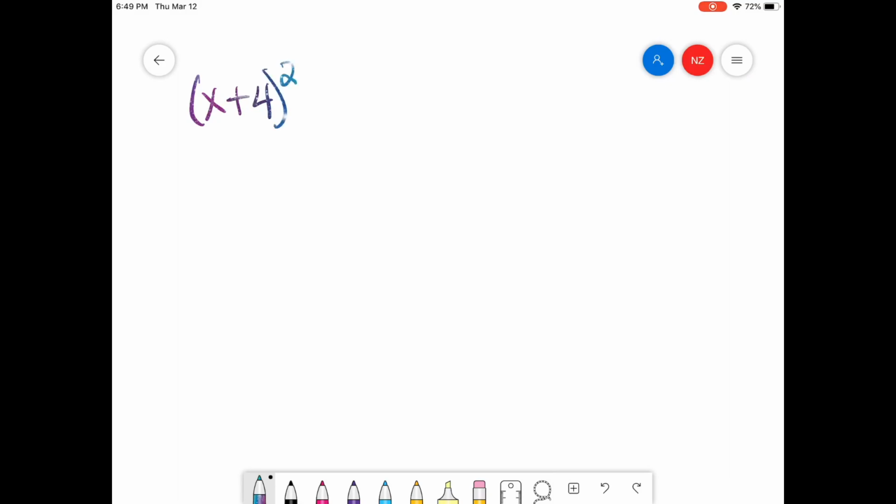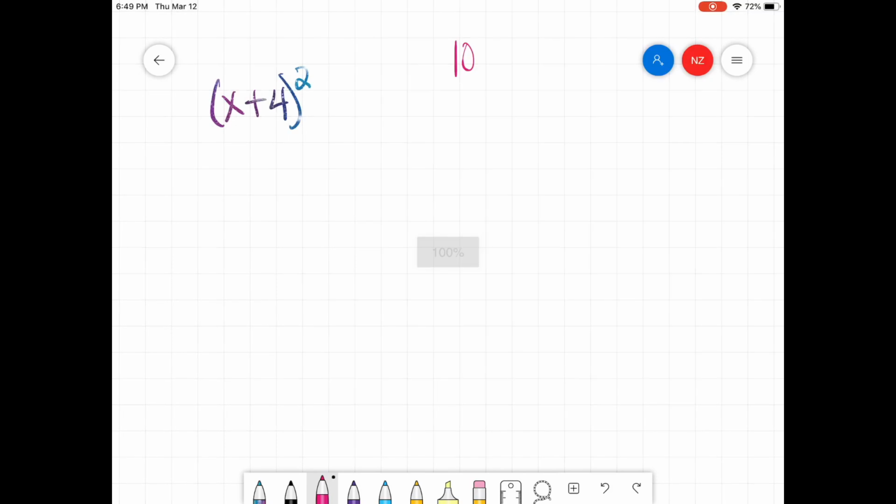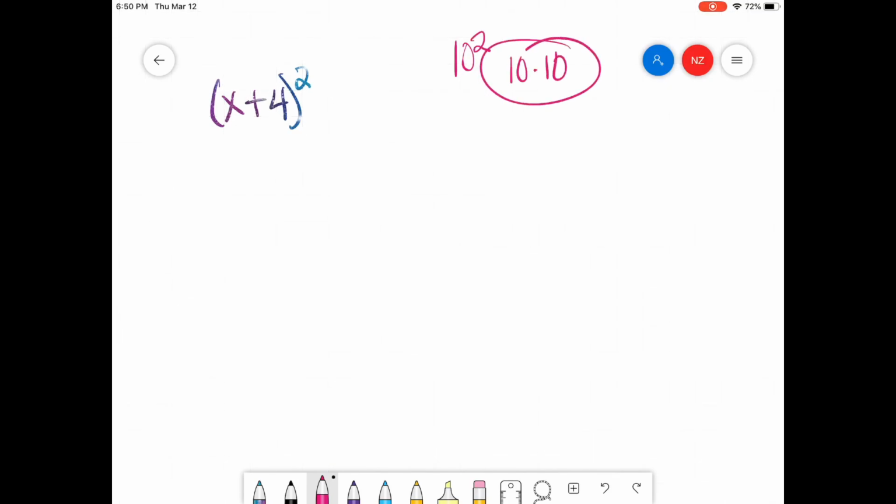X plus 4 squared, we have to understand that this is not x squared plus 4 squared, which gives me x squared plus 16. That is wrong. Do not think that way. We have to understand that a squared is when something is written twice. So for example, if I have 10 squared, I know that 10 squared is 100. How do I know it's 100 and not 20? Because it's 10 times 10. 10 times 10 is 100.